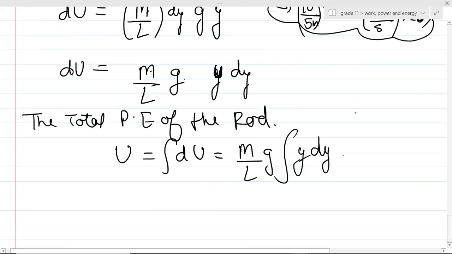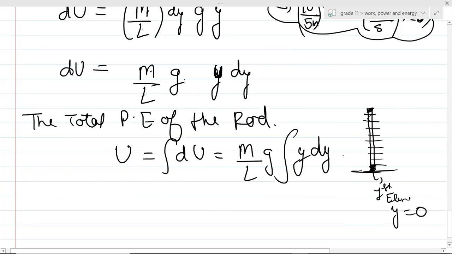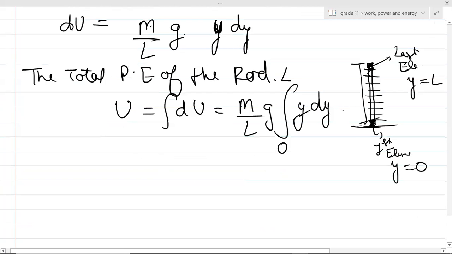Right? So can you see, if I have a rod like this and I was dividing this rod into many small pieces, where was the first element located? This was the first element, and the height of this first element was 0. And this was the last element on the rod, and the height of this element from the ground is basically equal to the length of the rod. So basically the limits will be from 0 to L.